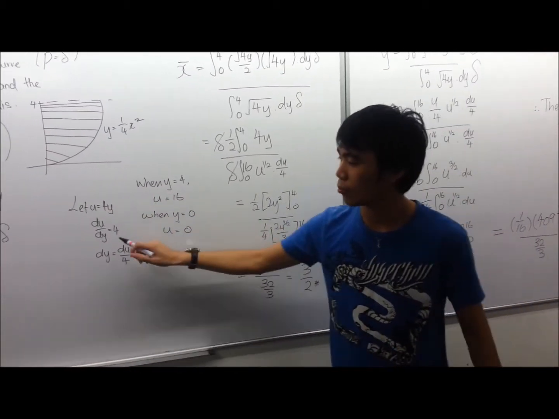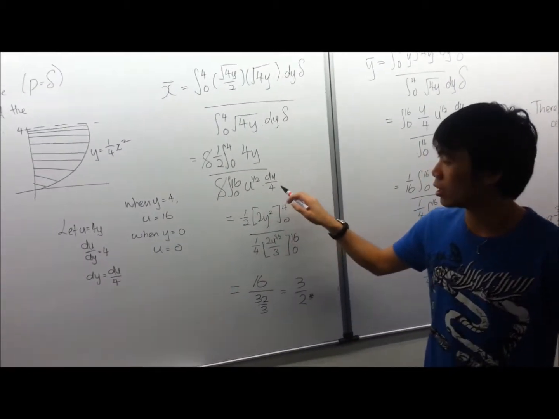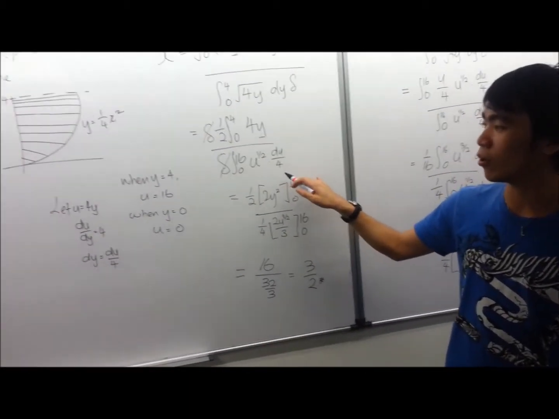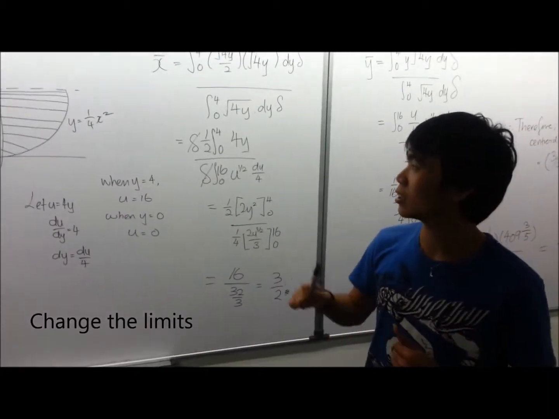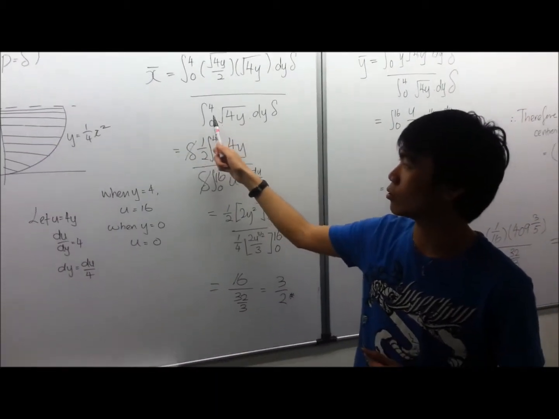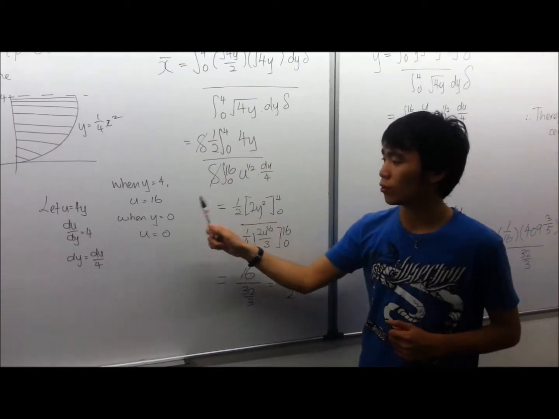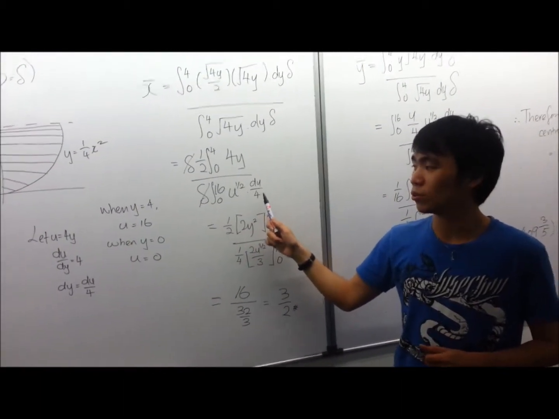So you get u over here, in respect to du, not dy over 4. And with that, you have to beware to change your limits. Because previously, your limits are in terms of y, 4 to 0. But since then, you have used the substitution method. You are integrating it in respect to du.